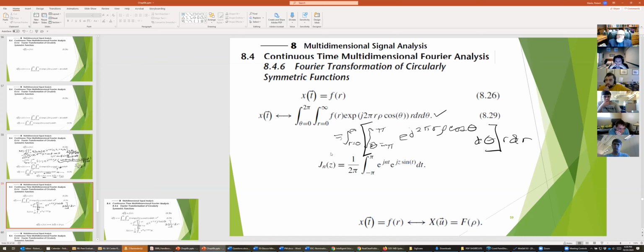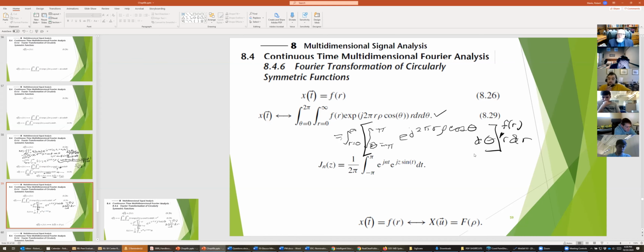And then we get e to the j 2 pi r rho times the cosine of theta, d theta, r dr. So I've switched around integration signs and I have this very beautiful result here. And here's the thing, that integral that I have brackets around is something that is not a function of, what did I forget? I forgot the function we were Fourier transforming, the f of r. So the f of r should go in there.